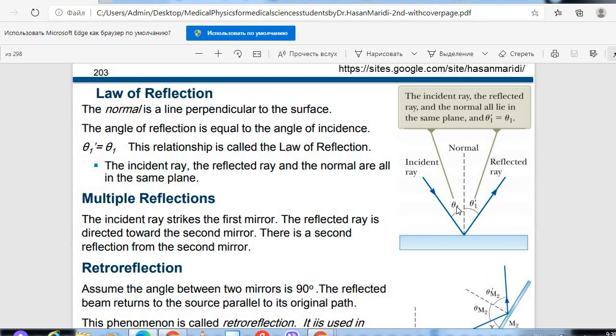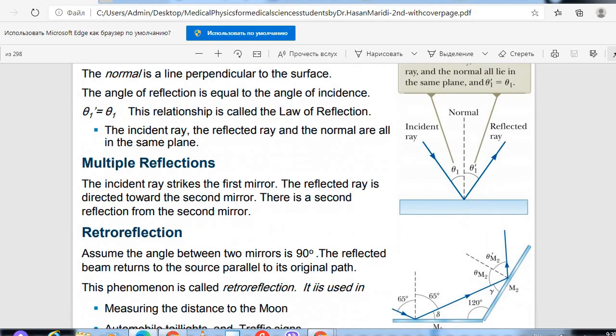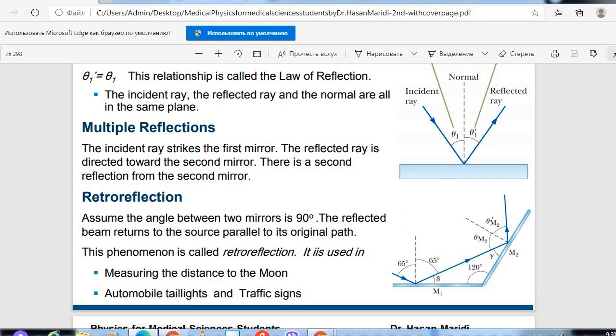It is a relationship between two angles, called the law of reflection. One of the basic laws of our universe. It's also some simplification of reality, but it works really well in simple experiments. Multiple reflection: the incident ray strikes the first mirror, the reflected ray is directed toward the second mirror, and there is a second reflection from the second mirror.